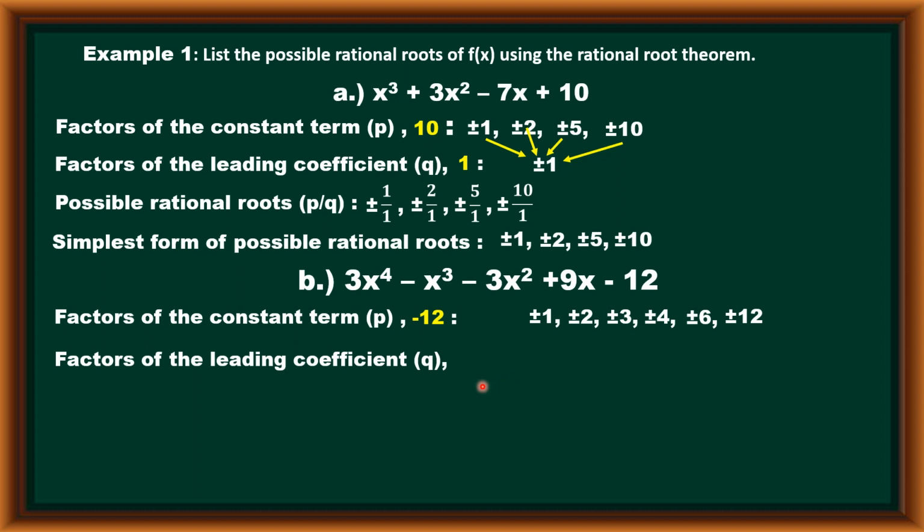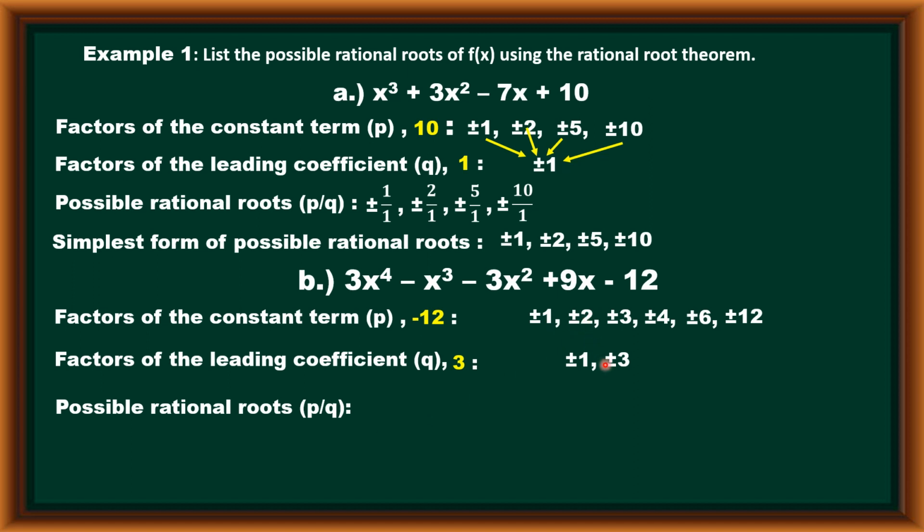Factors naman ng Q. Ano ba yung Q? Yung number sa unahan ng variable na may pinakamataas na exponent. Ito yon, which is 3. So, ano-ano yung mga number na pag minultiply 3 ang sagot? Walang iba kung hindi 3 times 1 or 1 times 3 lang naman, diba? Ayan, positive and negative. Now, ito na. Possible rational roots or the P over Q.